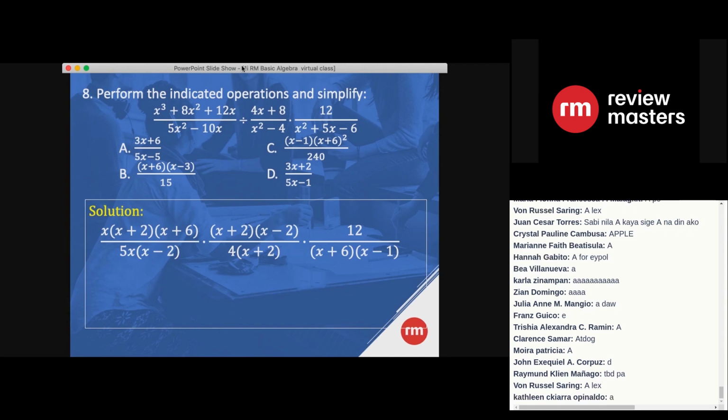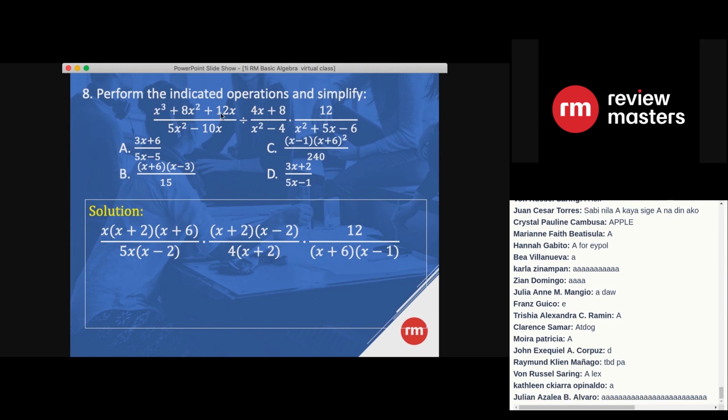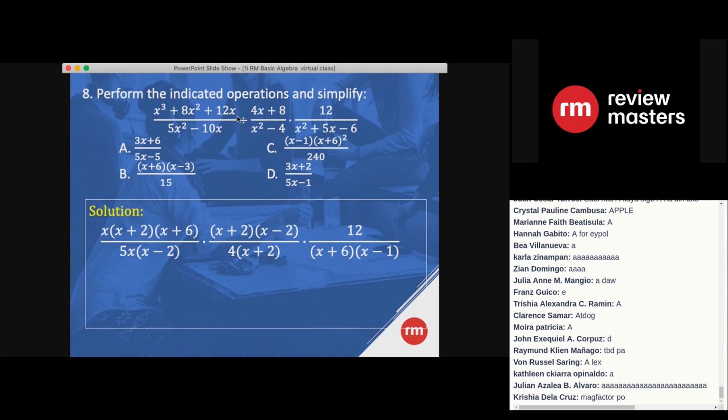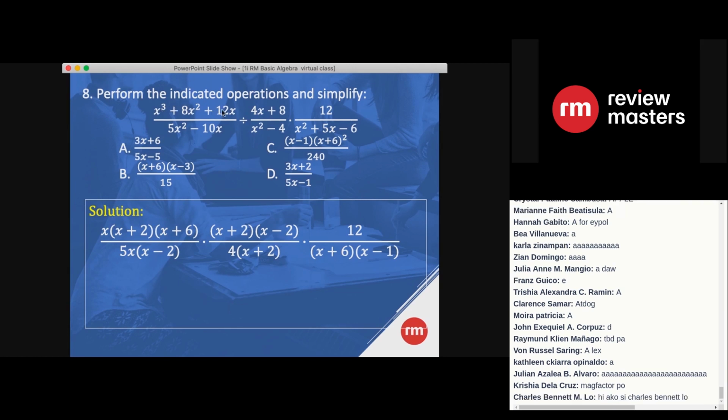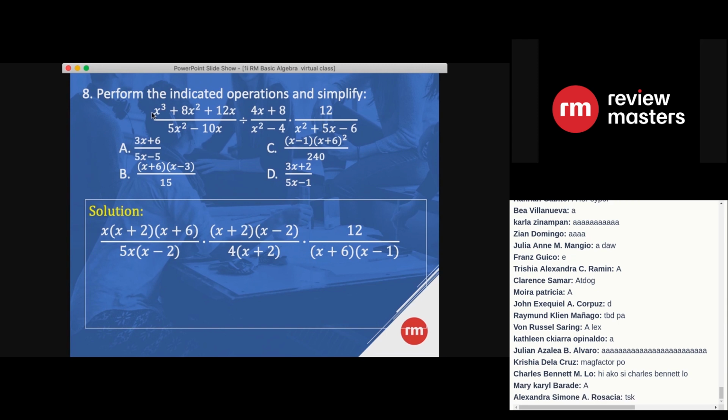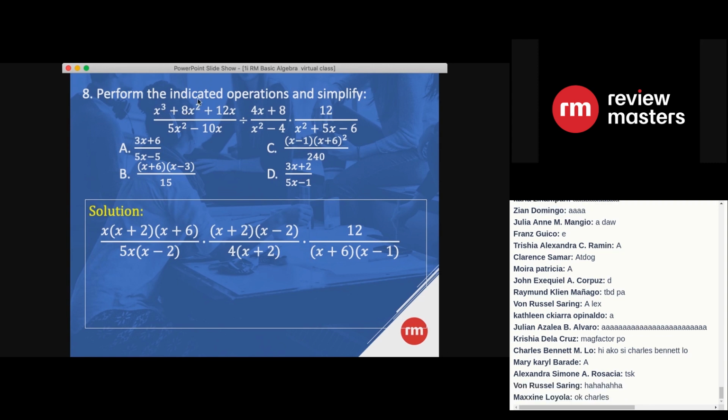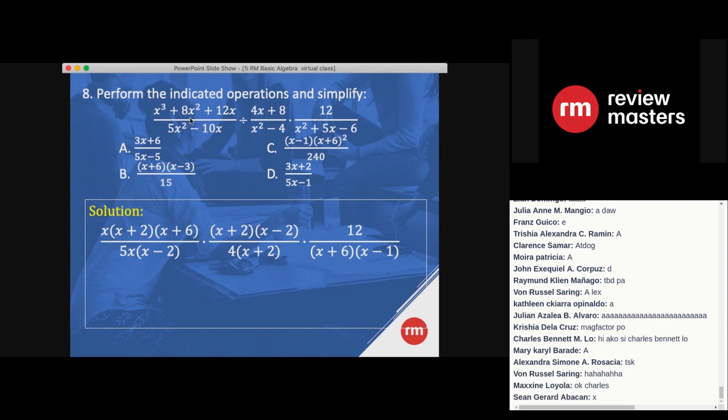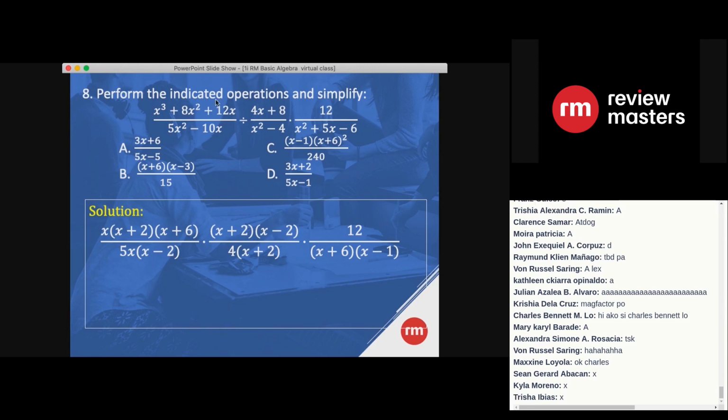Okay? So here, 8x cubed minus 8x squared plus 12x. Meron ba siyang common factor? Yes. And the common factor is x. So lahat, alsin natin yung x. X is to be divided by each one. X cubed divided by x would be x squared. 8x squared divided by x would be 8x. And 12x divided by x would be 12.